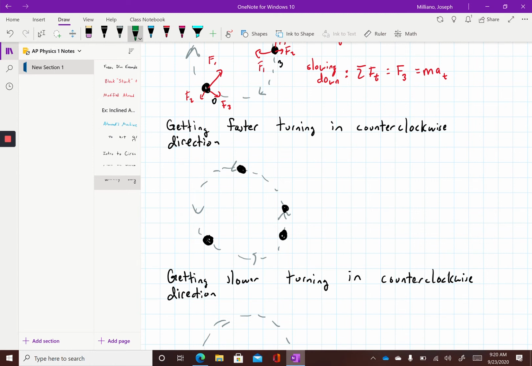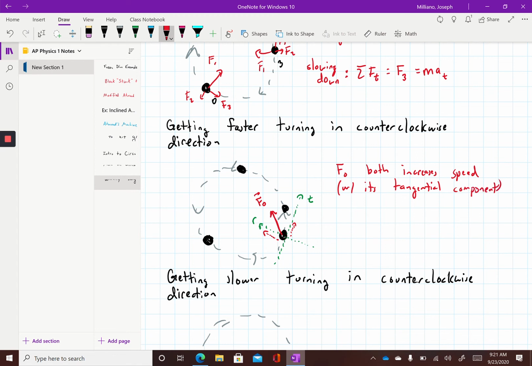So long as, and I'm going to draw in the radial direction and the tangential direction so that we can see it clearly, we have one force that has components in each direction. We'll call this F naught. It has a radial component to it, and it has a tangential component to it. And so F naught both increases speed with its tangential component, and turns with its radial component.